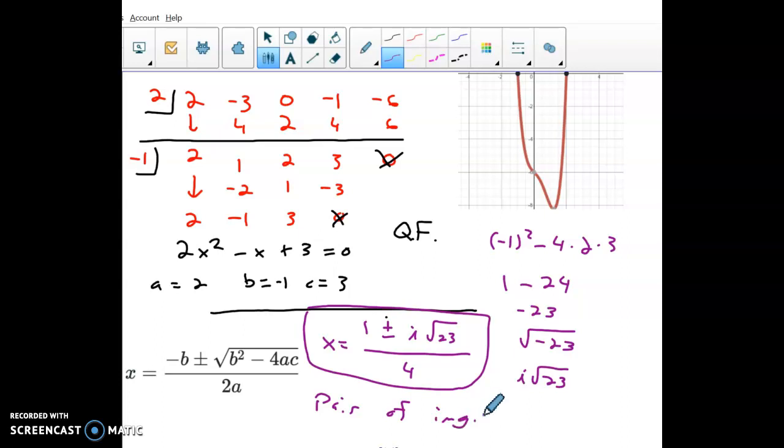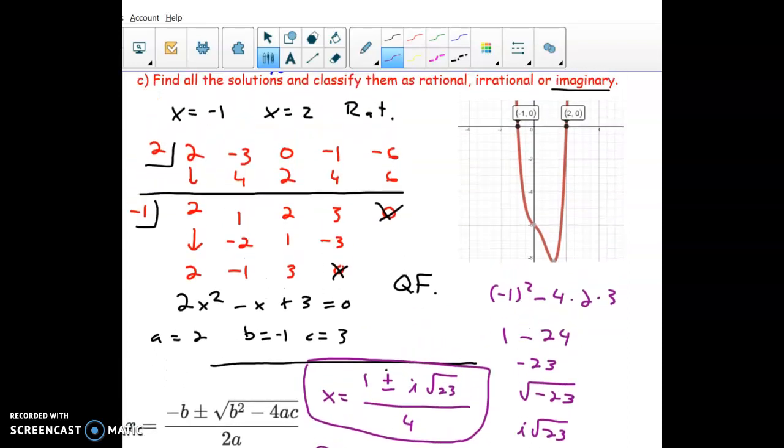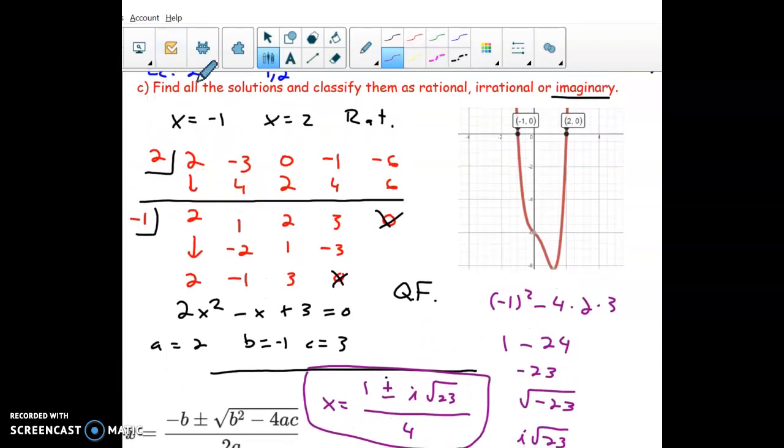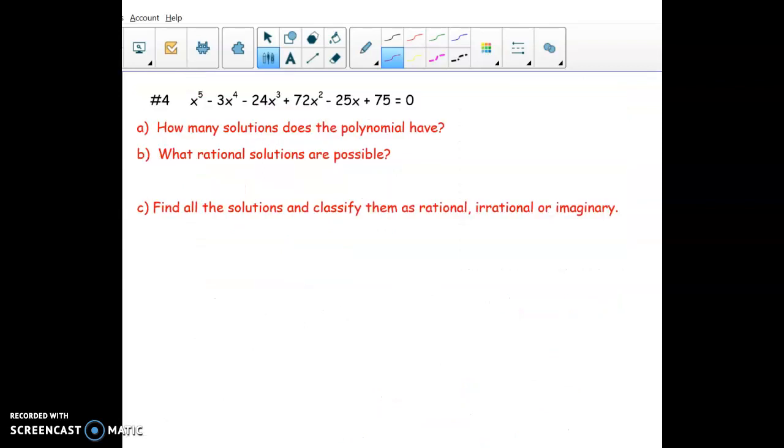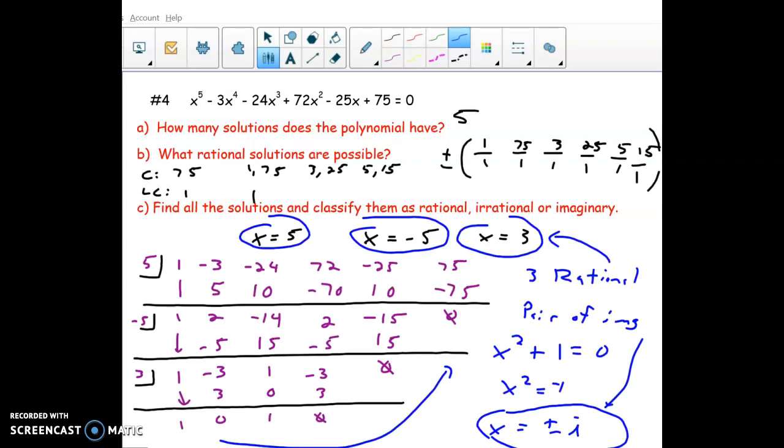Okay, so we got a pair of imaginary answers and then 2 rational, right? Which I'm going to scroll back up there, and those are my 2 rational, -1 and 2. All right, last one I didn't quite get to, but I can throw the answers up here if you want to check. All right, so there's the work and what it looks like for the last one if you just want to check your work.